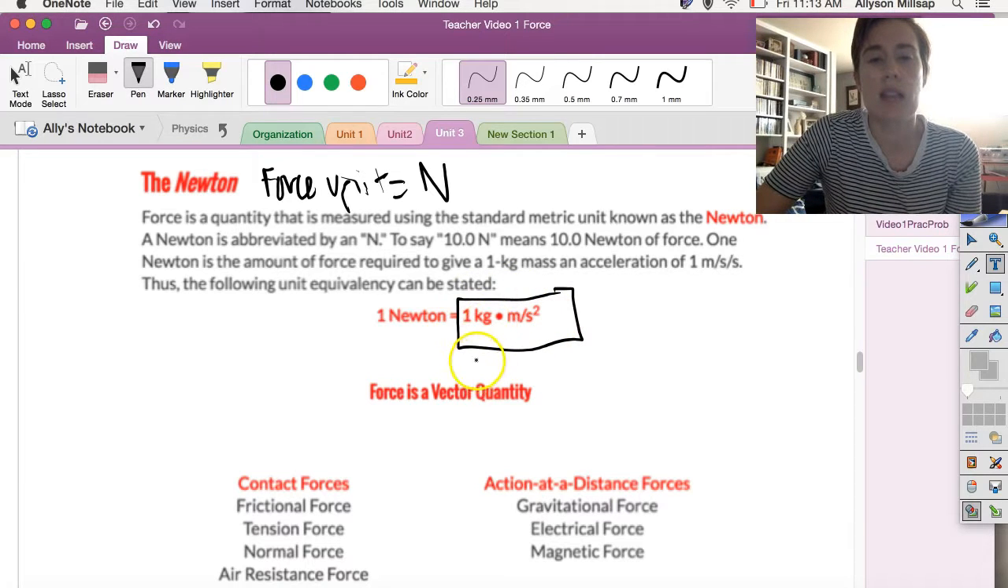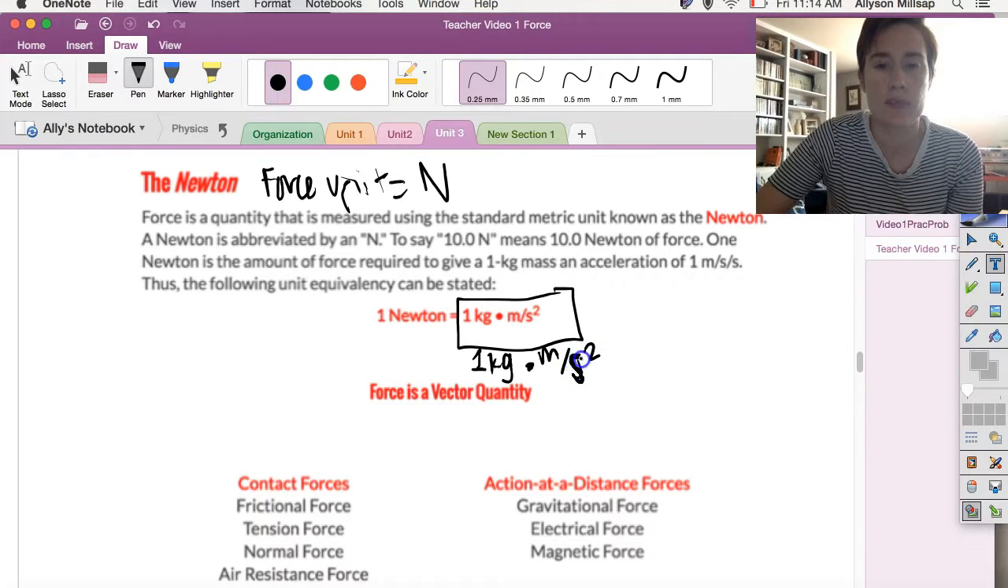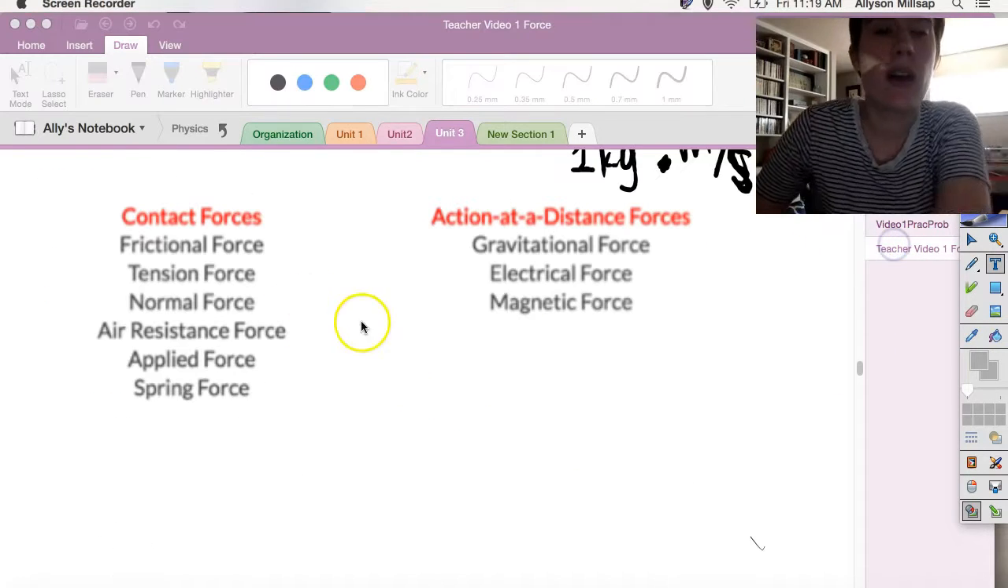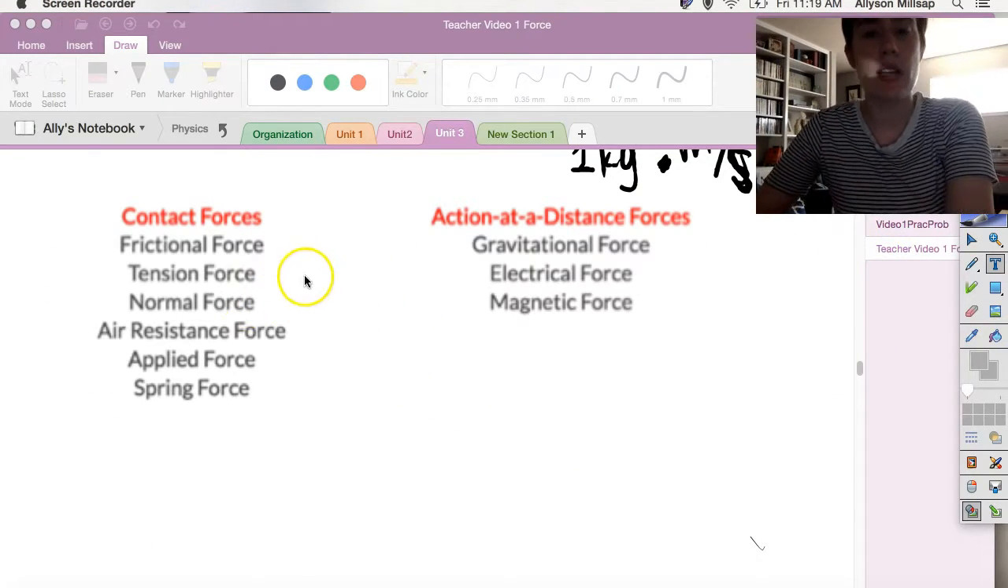What it's really standing for is a Newton is the exact amount of force it would take to move 1 kilogram of an object and accelerate at 1 meter per second squared. Okay, force is basically like acceleration. So it's the mass of the object times the acceleration is your force.